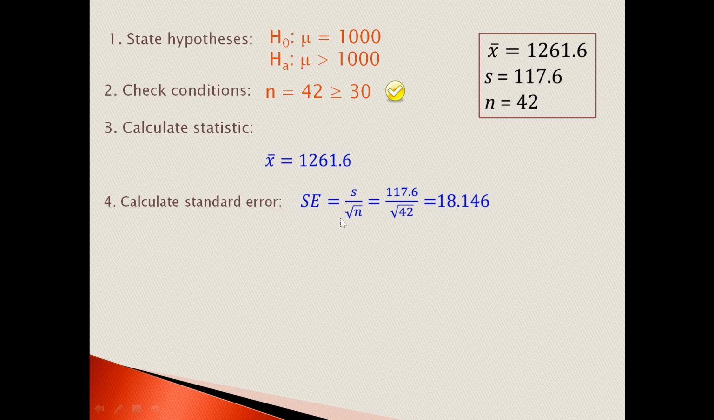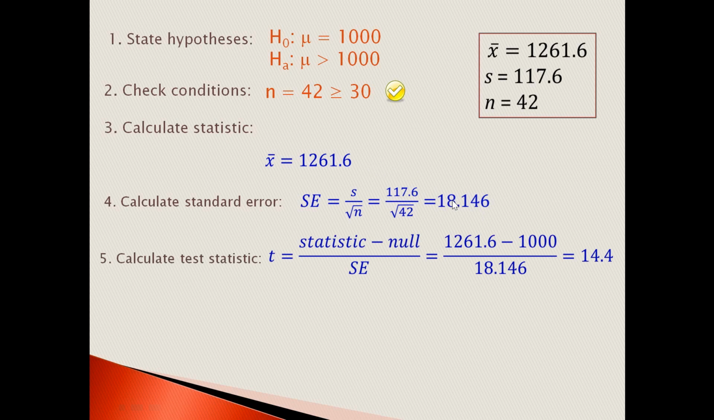So the standard error is S over square root of n, and that's 117.6 over the square root of 42. So the standard error is 18.146. Once you have the statistic and the standard error, you will find T. And T is the statistic minus the null over SE. Statistic is 1,261.6 minus the null average, which is 1,000, over the SE, which you calculated, so you have T equals 14.4. Once you have T, now you can go to StatKey and find the p-value.